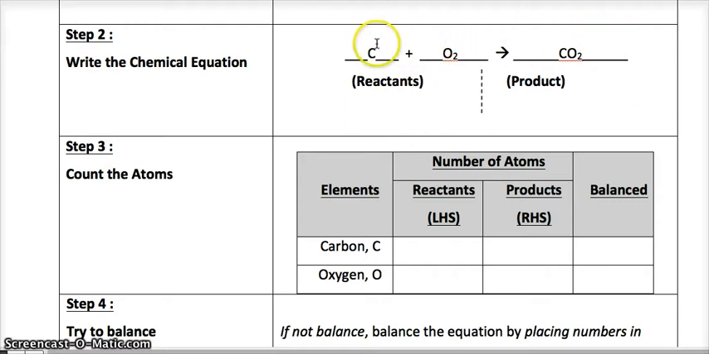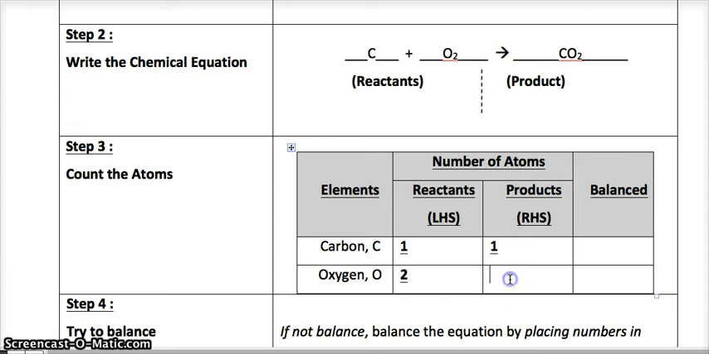Alright, so first of all, you need to include all the elements involved. So in this case, we have carbon and oxygen. On the left hand side, we have 1 carbon atom, and then we have 2 oxygen atoms. Next on the right hand side, you also need to count the number of carbon atoms. You have 1, and then you need to count the number of oxygen atoms.